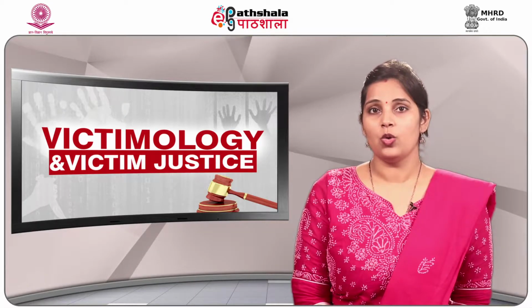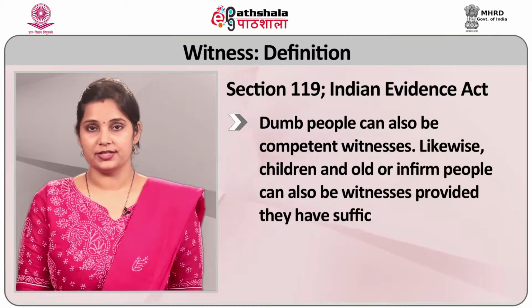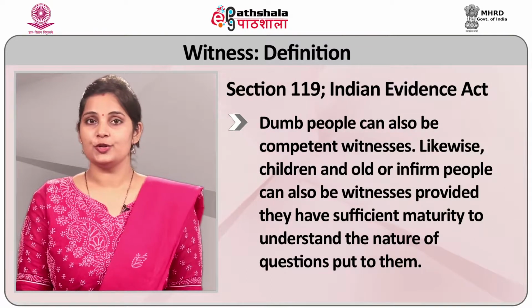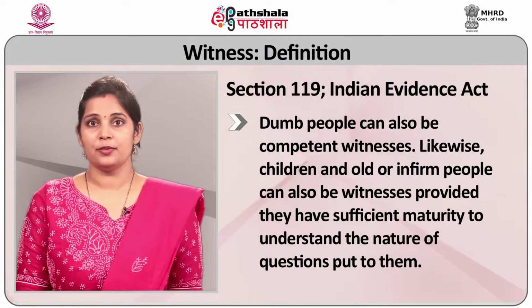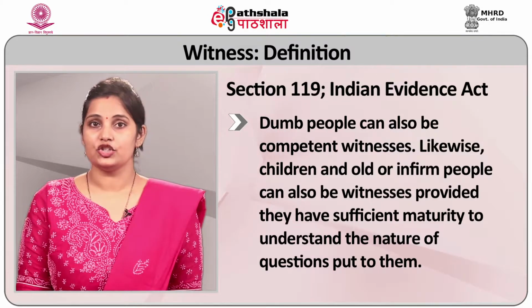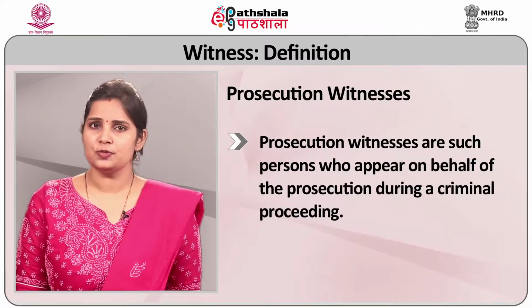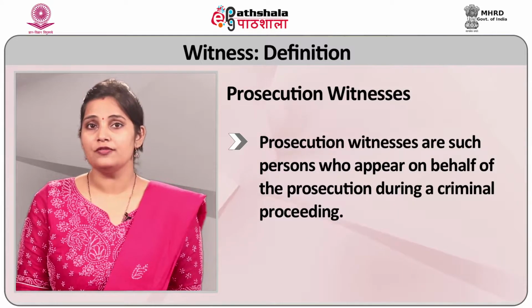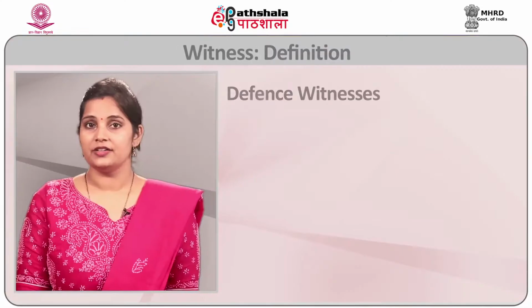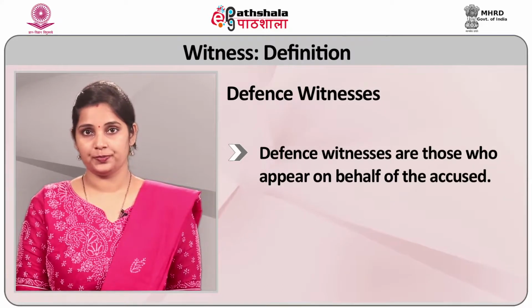Under section 119 of the Act, dumb people can also become competent witnesses. Likewise, children and old or infirm people can also be taken as witnesses, provided they reveal sufficient maturity to understand the nature of questions which are put to them. Prosecution witnesses are such persons who appear on behalf of the prosecution during a criminal proceeding. Likewise, defense witnesses are those who appear on behalf of the accused.